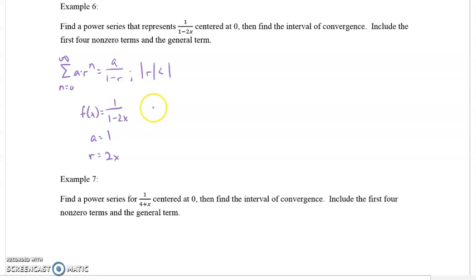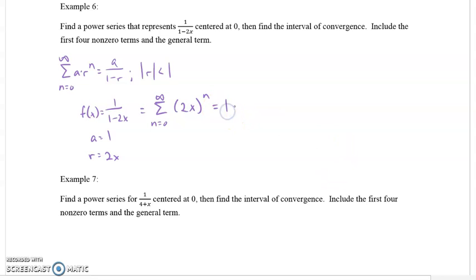Okay, well, let's just see how this changes things. Well, we know that this is still from n equals 0 to infinity. We're taking the sum. A is still 1, so that's not very exciting. R is now 2x instead of 1x. So if I'm going to raise r to the n, I want to make sure that that 2, super important, stays inside the parentheses. Okay, so sure, that's not so surprising.